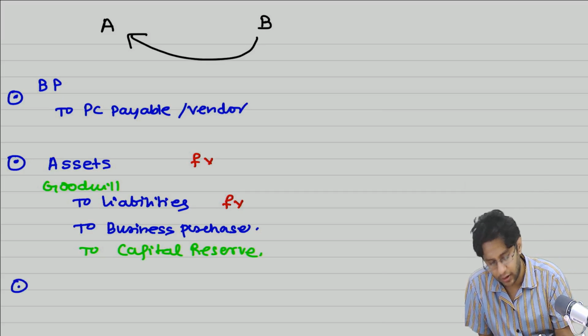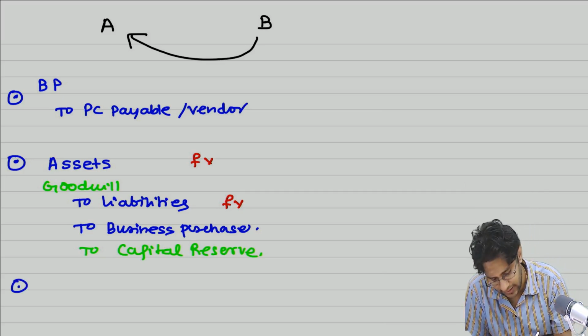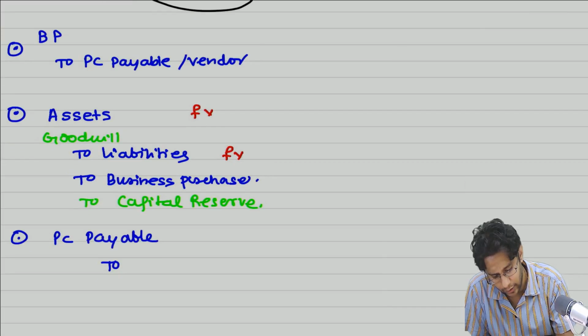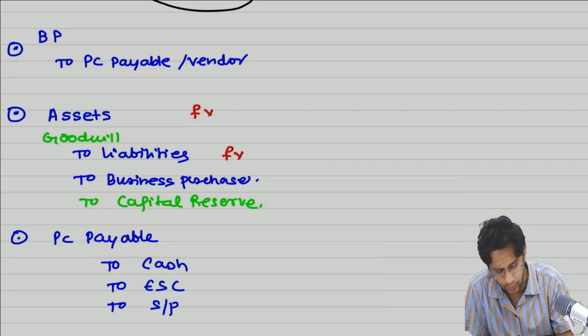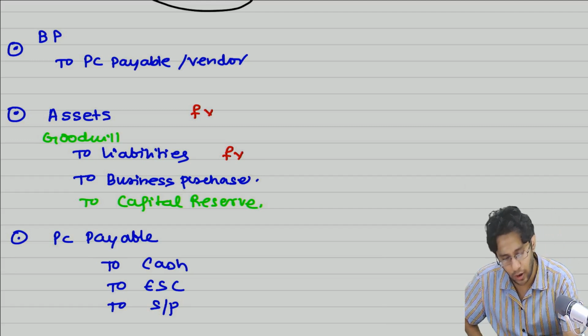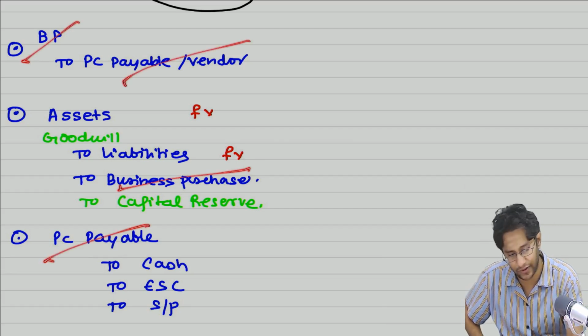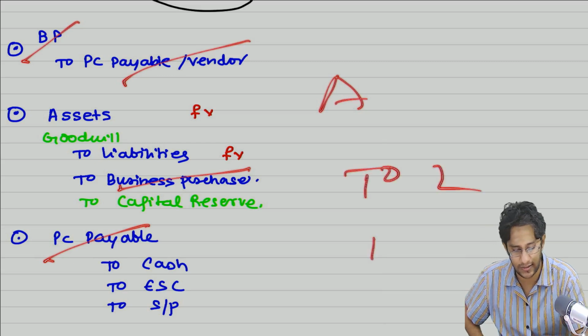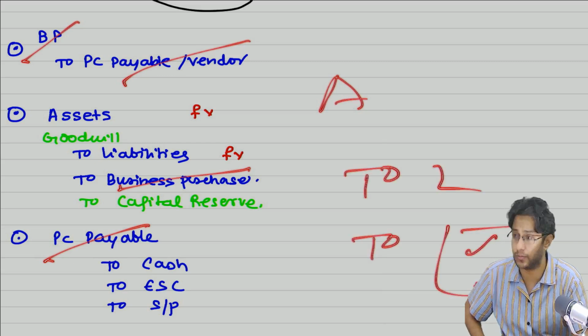I'm just giving you a recap of what we learned in basic level. The PC payable liability, whatever you created in the very first entry, you cancel, and you discharge PC in whatever mode you have agreed: cash, equity share capital, securities premium, whatever different modes you agreed to pay. Now, as you can see, this business purchase account is getting cancelled here. The liability account also is getting cancelled here. So effectively you are writing an entry called assets to liabilities to consideration paid.